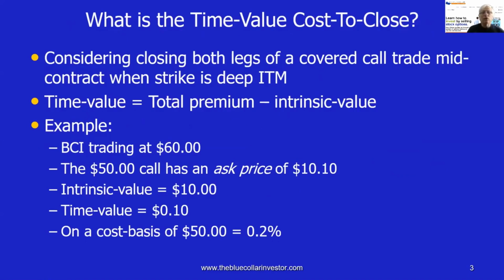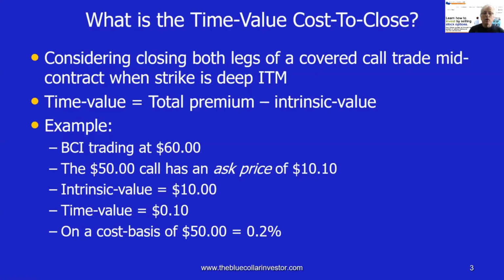Now, the time value component of the premium, the premium that we have to pay to close the short call, consists of intrinsic value and time value. So time value is the total premium minus the intrinsic value. Let's set up a hypothetical example. Let's say BCI is trading at $60. Now, assuming the $50 call was originally sold, what would it cost to buy it back?